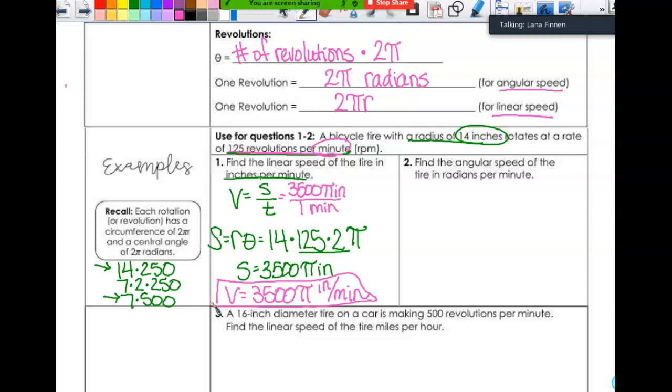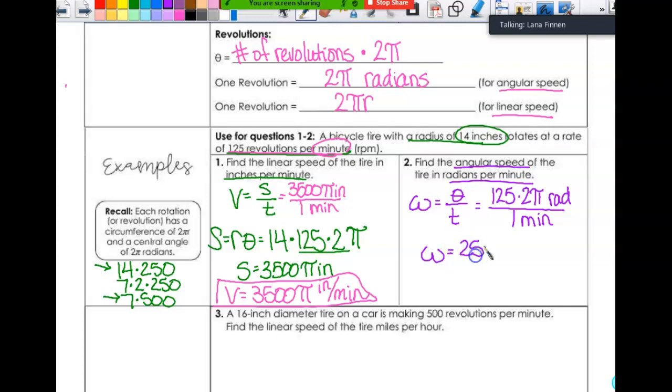Okay. So then let's look at number 2. I want to find the angular speed in radians per minute. All right, so omega is theta over t, right? So theta, it's the number of revolutions, 125 times 2 pi, and that would give me radians, over the minutes, it's revolutions per minute, so this would be 1 minute. So omega equals 250 pi radians per minute.